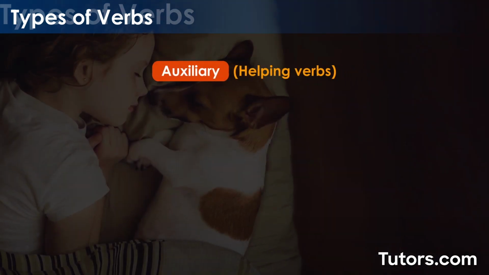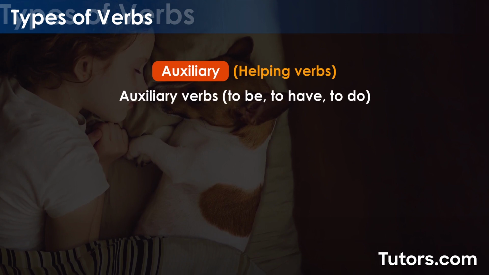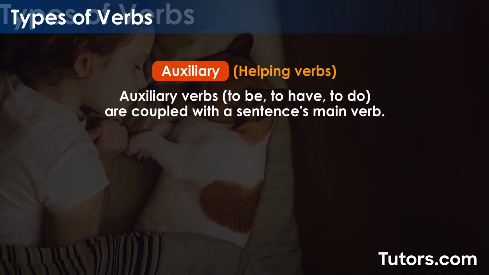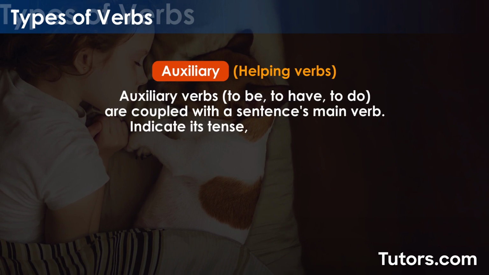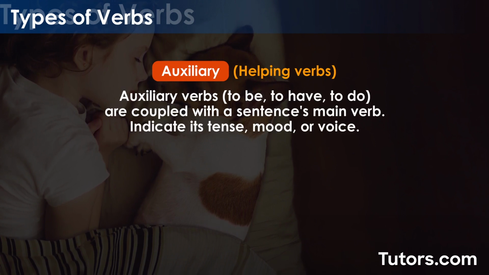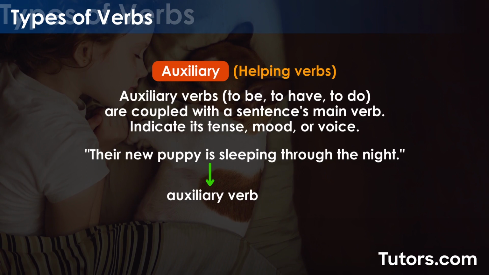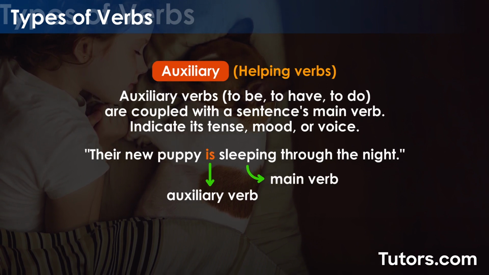Auxiliary verbs are the helping verbs, to be, to have, and to do. They are coupled with a main verb to indicate its tense, mood, or voice. In this example, the auxiliary verb is helps the main verb sleeping.